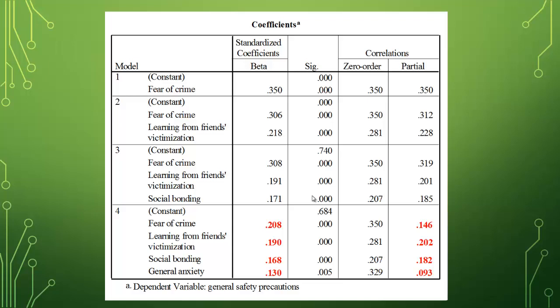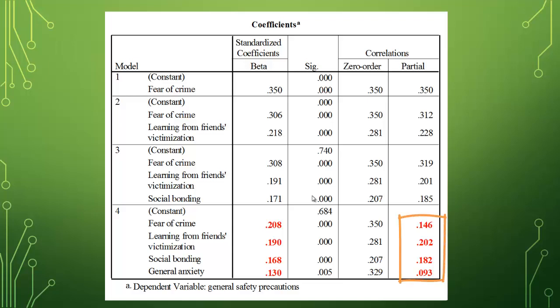So they all contribute to the explanation of general safety precautions. In some instances, when you add variables to a regression, some may not be significant, which is important to know, especially if they had a significant relationship at the bivariate level. But when you include them with other control variables or other predictors and they're no longer significant, that's important to know.